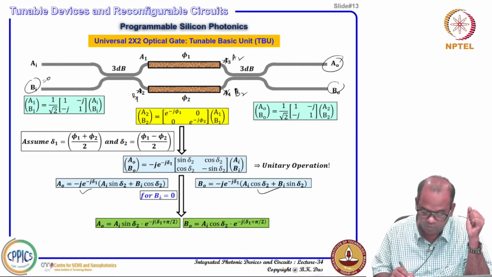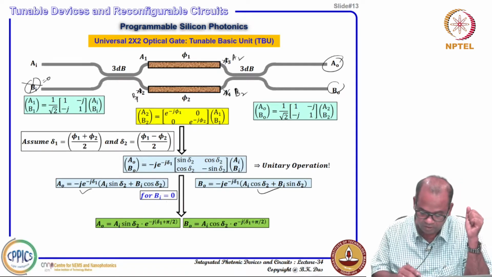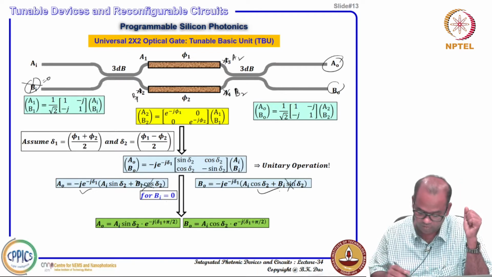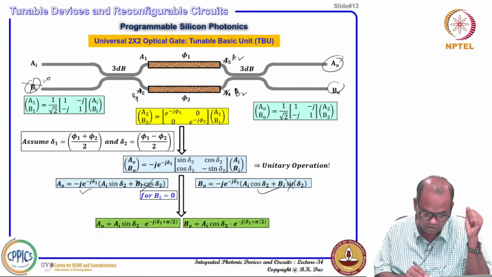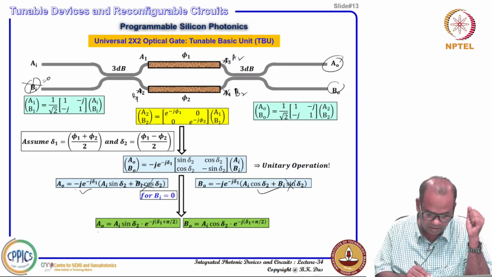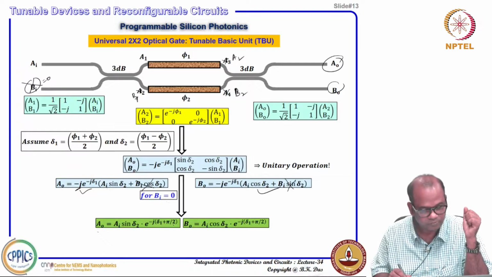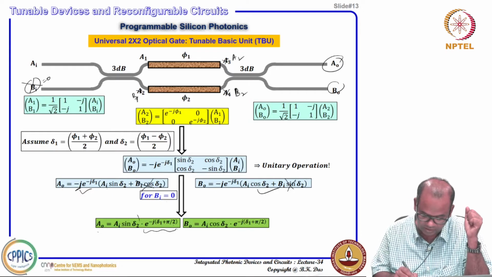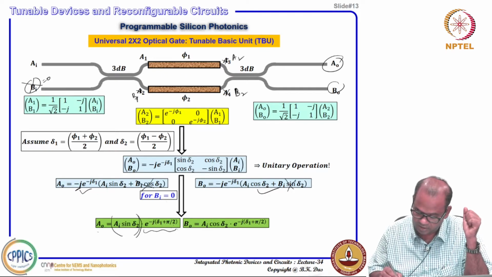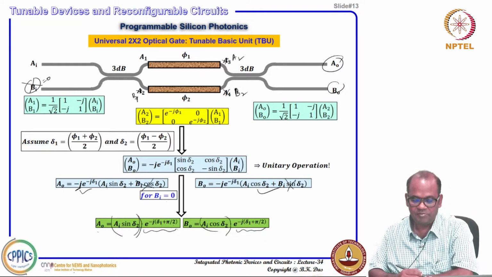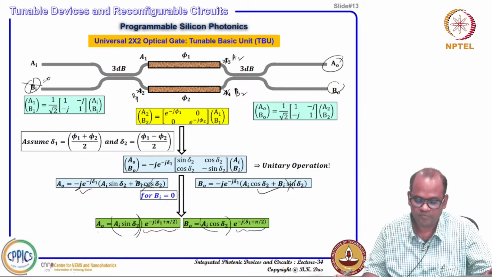So, now once you disable this one, then this one will go, this one will go. That means A naught will be A I sin delta 2 times e to the power minus j delta 1, and then minus j will give you minus j pi by 2. Okay. This is the phase factor, and this is your amplitude, and this is your phase, and here also in B naught this is your amplitude, and this is your phase factor.